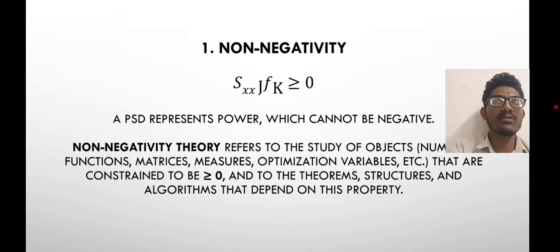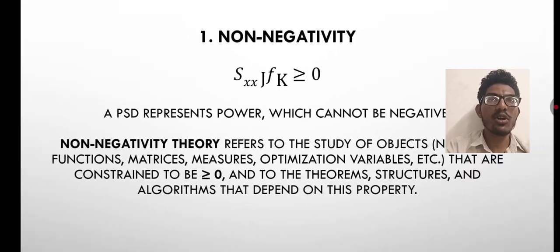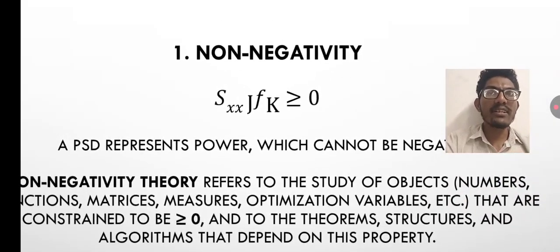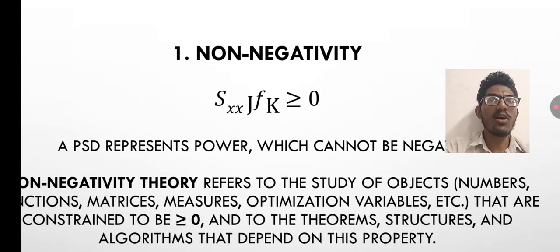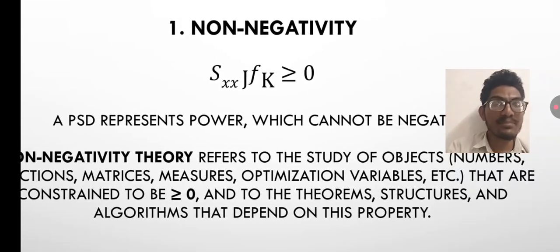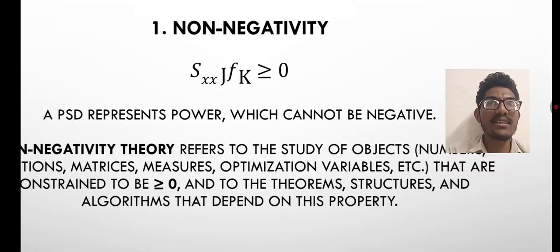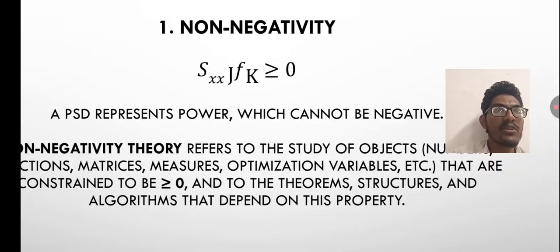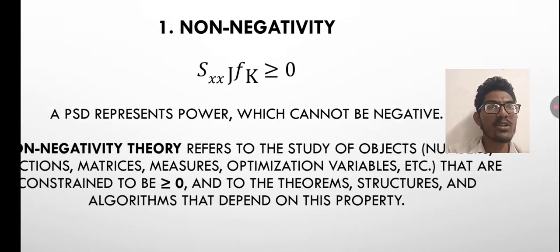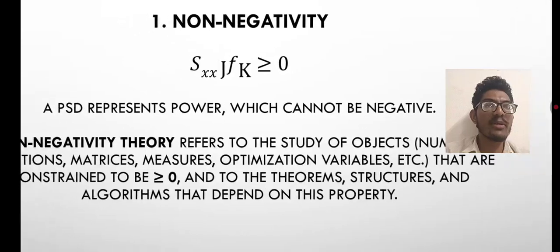Next we will go through the properties of the power spectral density. The first property is non-negativity. The non-negativity theorem is Sxx(f) always greater than or equal to 0. It means a PSD represents power, which cannot be negative. We know that power should not be negative. Power should always be positive, starting from 0, 1, 2, 3. In a similar manner, power spectral density also is represented only by non-negative numbers. It cannot be negative.